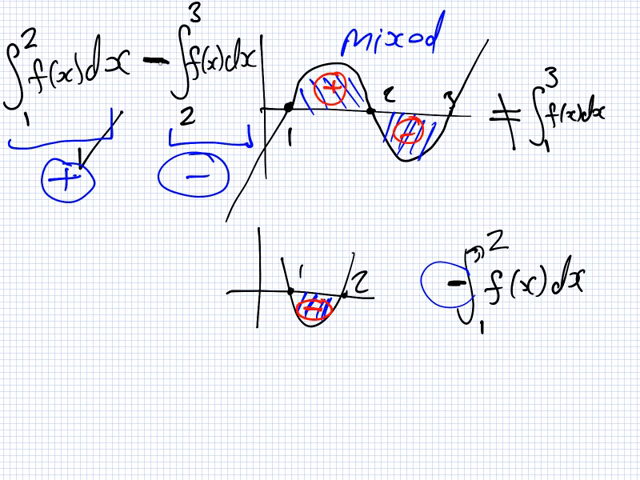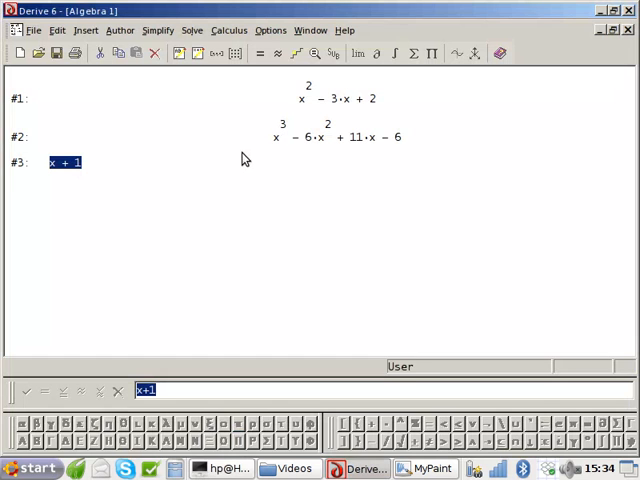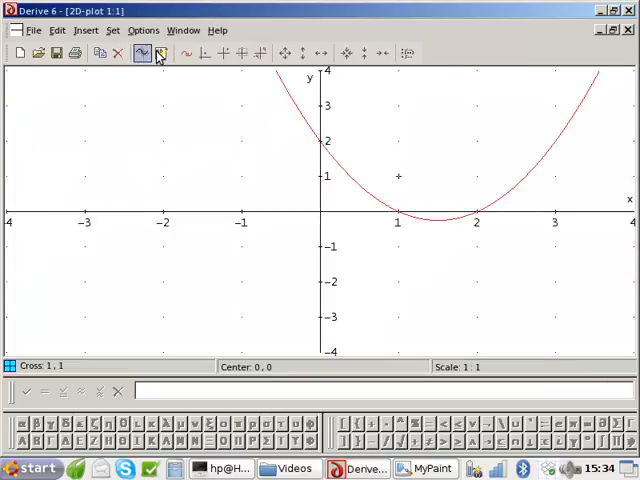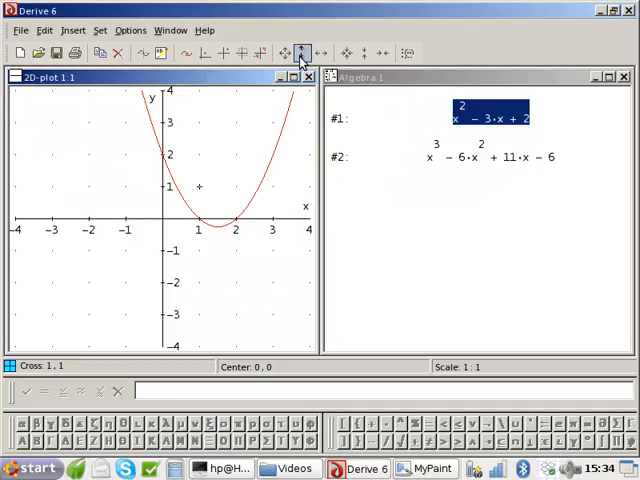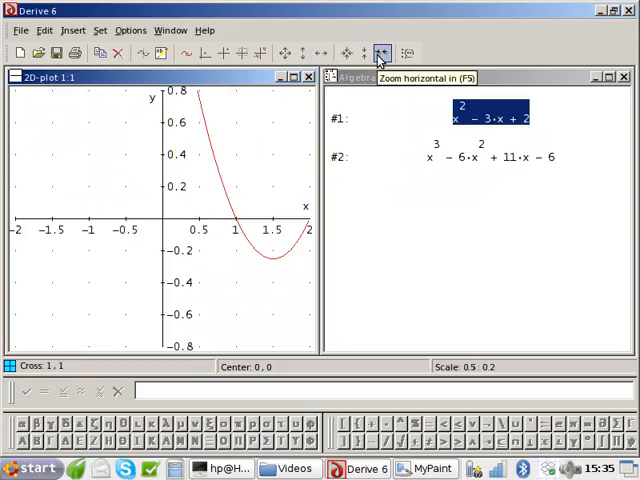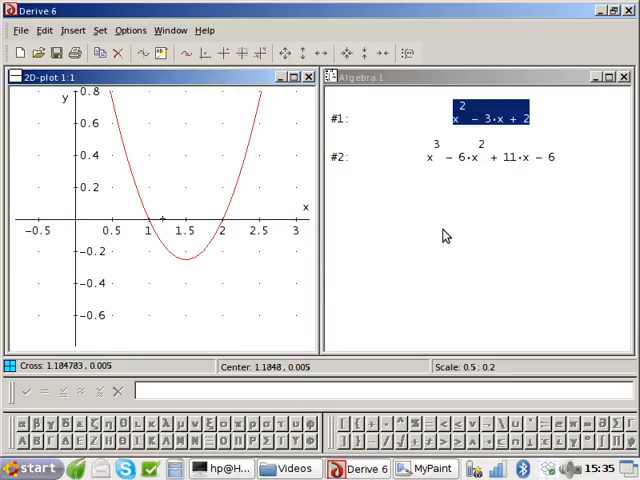Okay, can we have a look at some more examples then? Right, so what I'm going to do is graph this function here. What I want you to do is write down this function: x squared minus 3x plus 2. Can you see it?